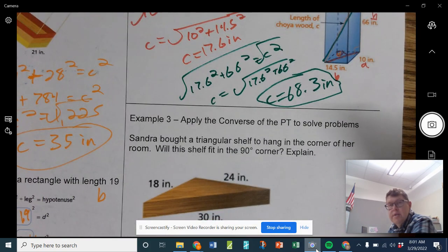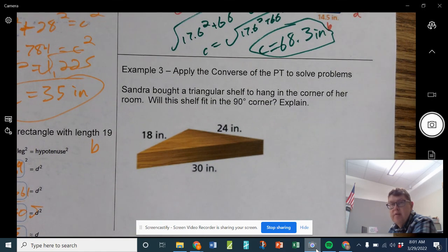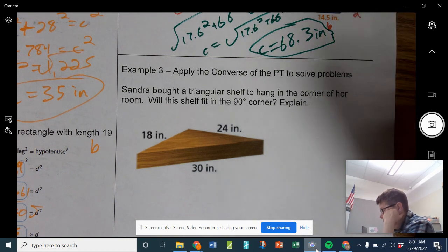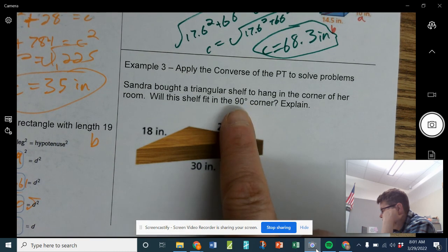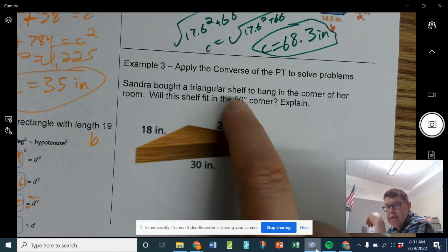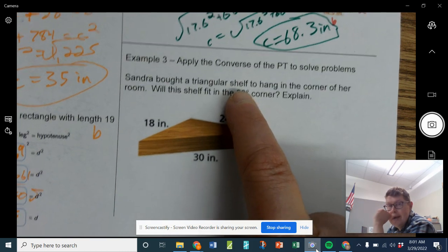Okay, apply the converse of the Pythagorean theorem to solve problems. Again, the converse is when you test a triangle to see if it is a right triangle. You basically put your A, B, and your C in, and you see if it works out to a true statement. So Sandra bought a triangular shelf to hang in the corner of her room. Will this shelf fit in the 90-degree corner? Again, we're testing to see if it's a 90-degree angle. We're testing to see if it's a right triangle.